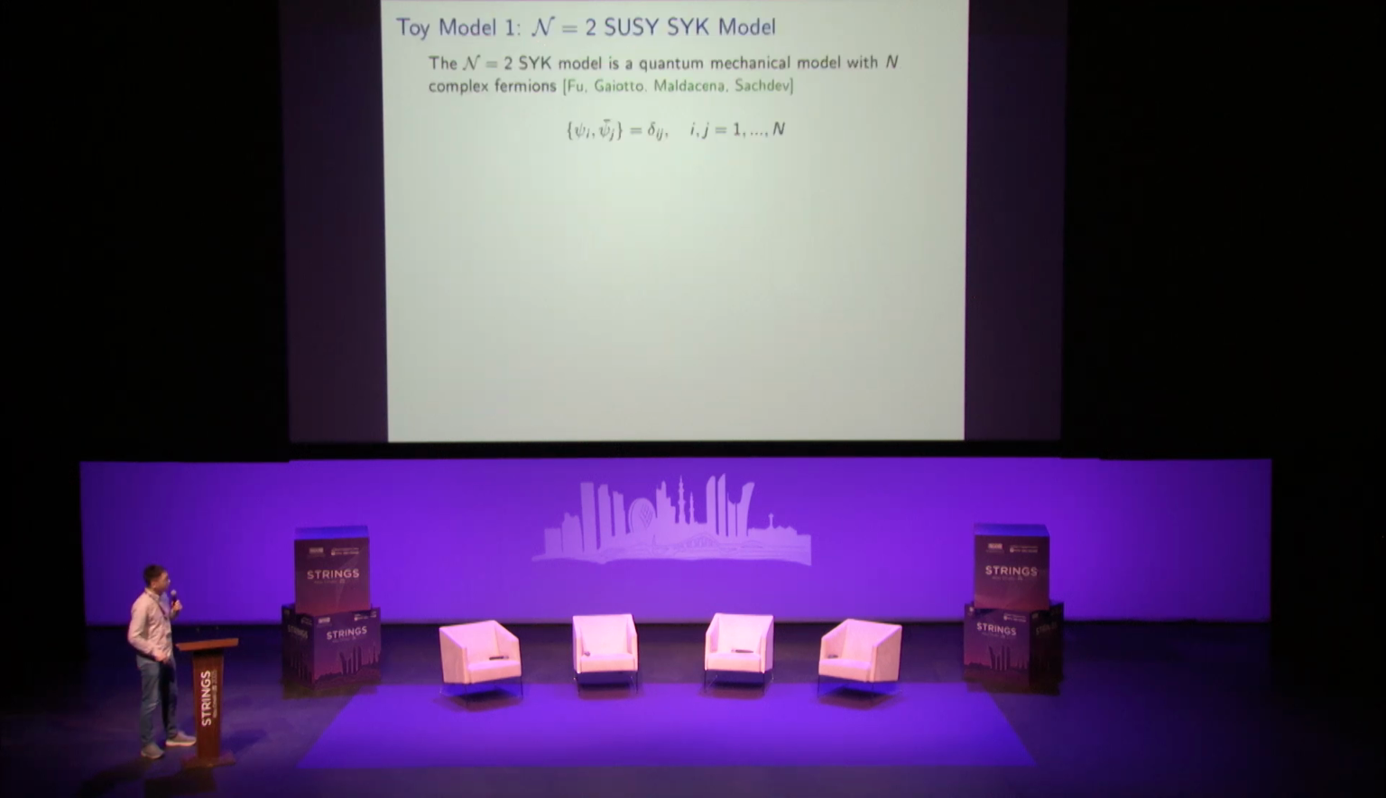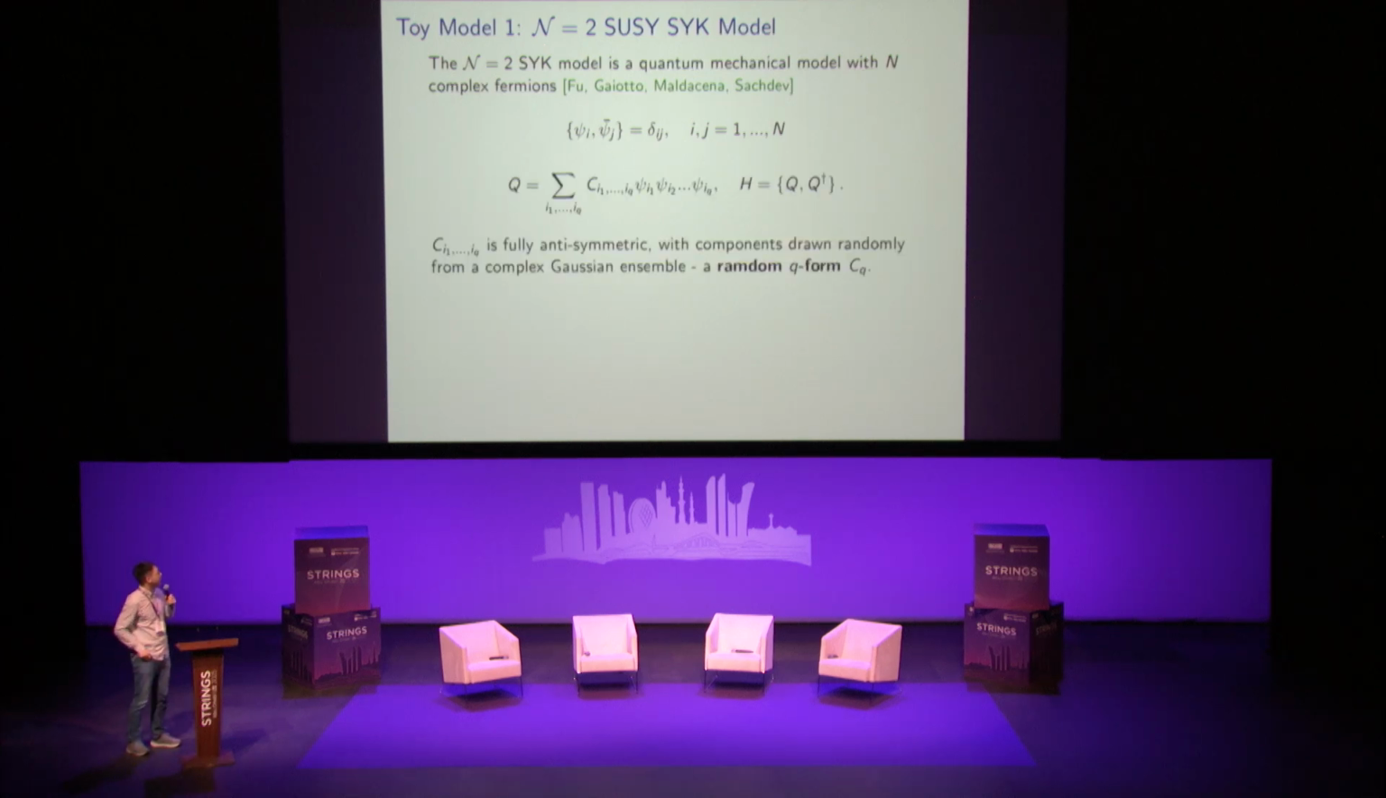Good. Luckily, we don't need to go very far away to find such a toy model. So the first toy model in my talk today will be the so-called n equals 2 supersymmetric SYK model, which has already been studied by these authors listed here. And it is a very simple quantum mechanical model with n complex fermions given by this anti-commutation relation written here. Now the model is defined as follows.